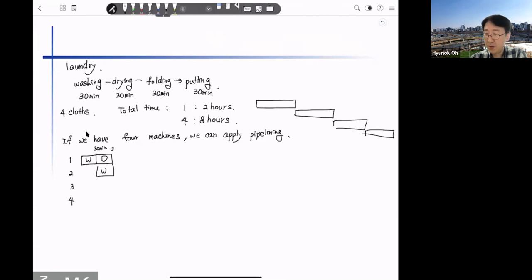And 30 minutes later, the first clause is going to the folding stage, the second one is going to the drying machine, and the third one is going to the washing machine. And 30 minutes later, the first one is going to the folding machine, the second one is going to the folding machine, the third one is going to the drying machine, and the fourth clause is going to the washing machine. Okay, so this kind of structure is called pipeline.